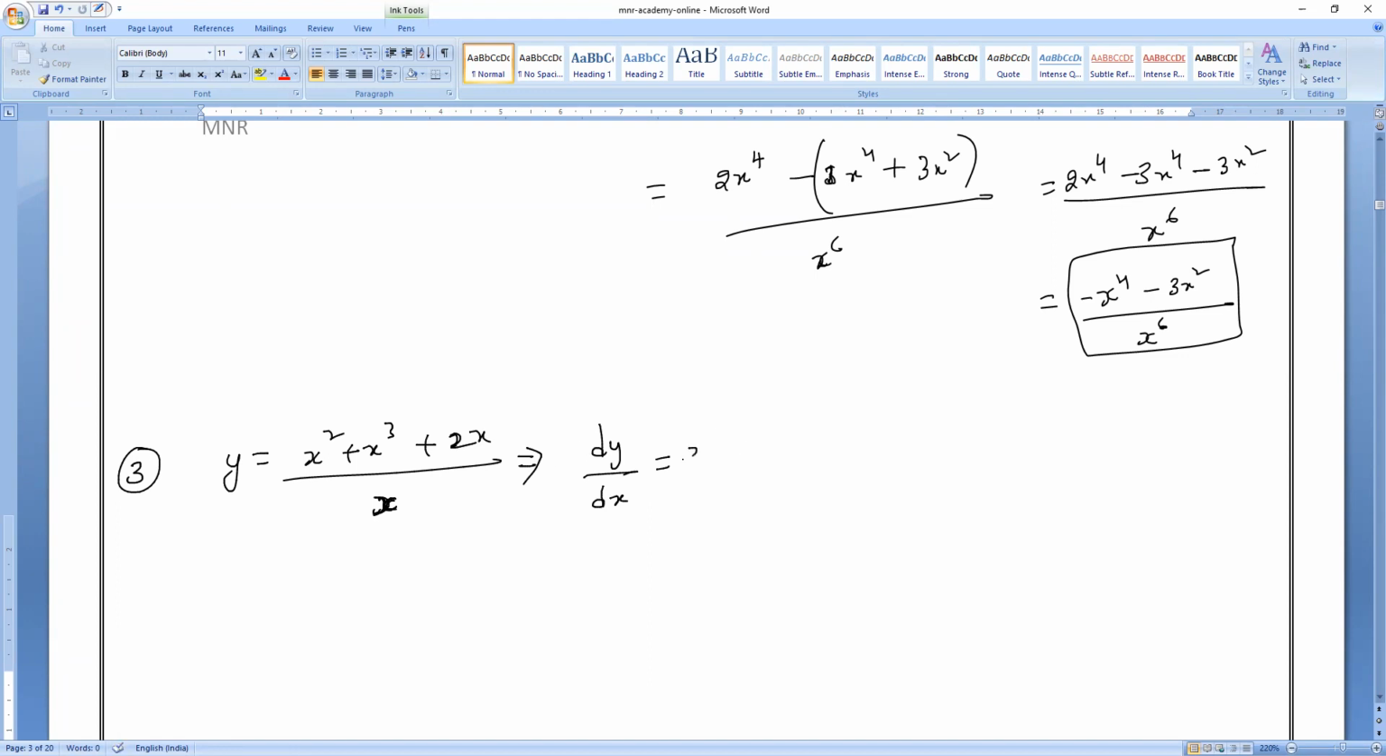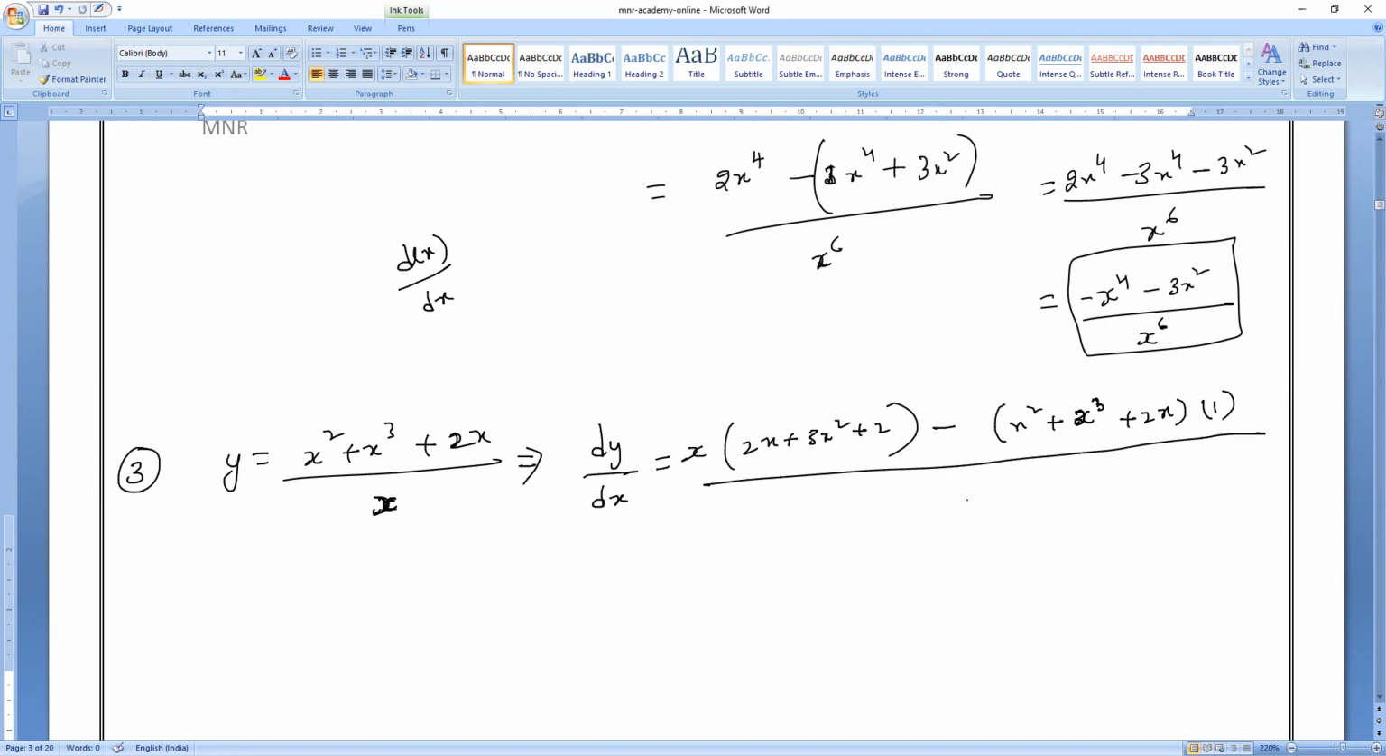Y is equal to x square, x cube, 2x. First, u, v, then du by dx. Directly tell me what will come. du by dx of this one: 2x plus 3x square plus 2. Is it right? Differentiation of this fully: minus x square plus x cube plus 2x. And differentiation of x is what? Differentiation of x by x, how much, guys? 1. V square means x square.